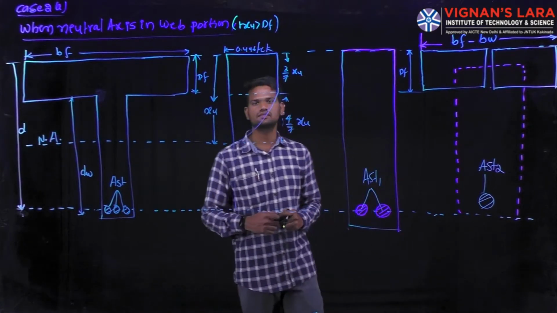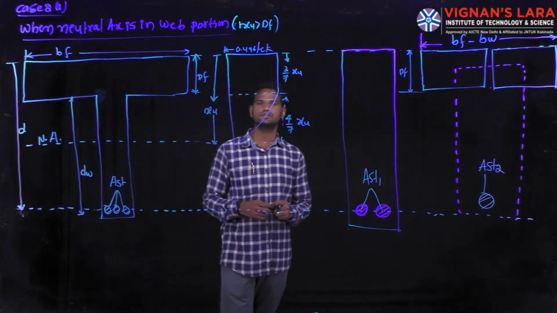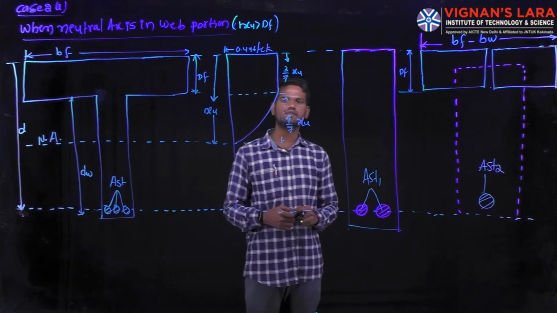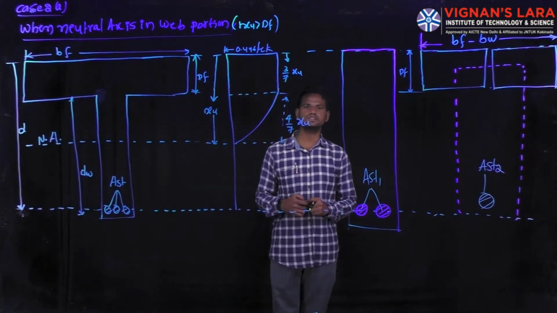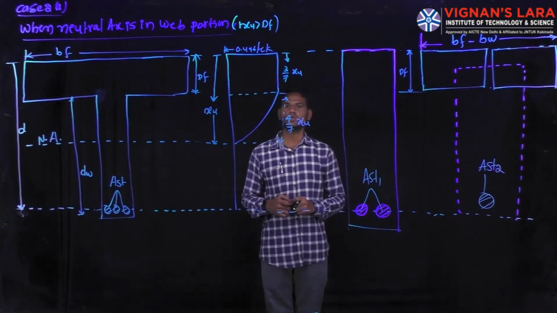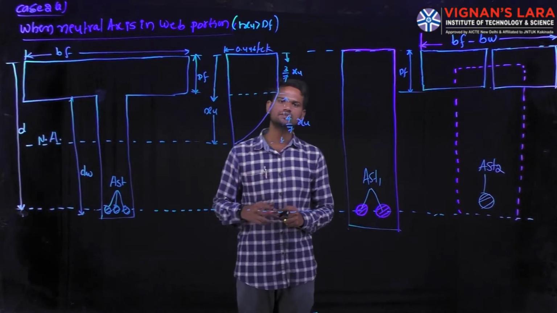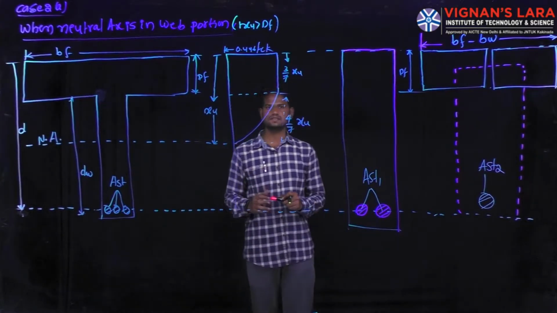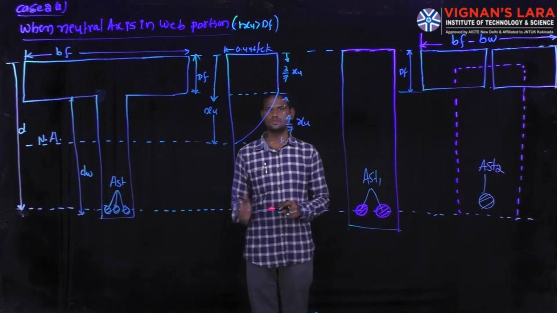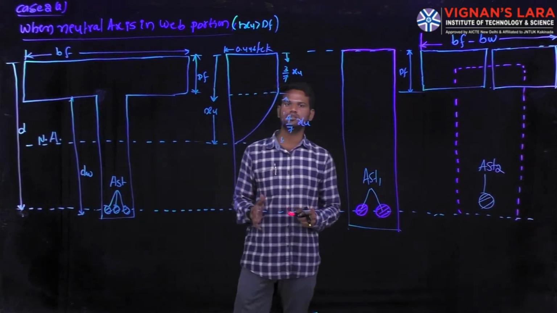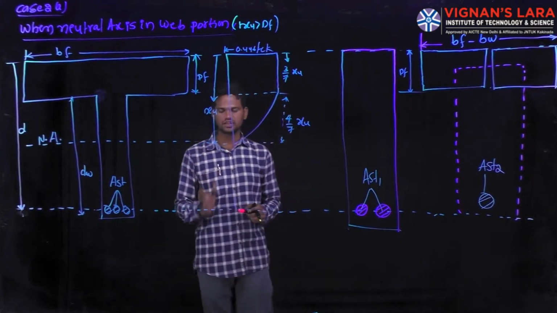In last class, we discussed the analysis of flanged beam. In the analysis of flanged beam, we discussed how to calculate the moment of resistance when the depth of the neutral axis lies within the flange. For that analysis, we used the same procedure we discussed for the singly reinforced beam design. That same procedure we developed for the T beam also, which is nothing but a flanged beam.